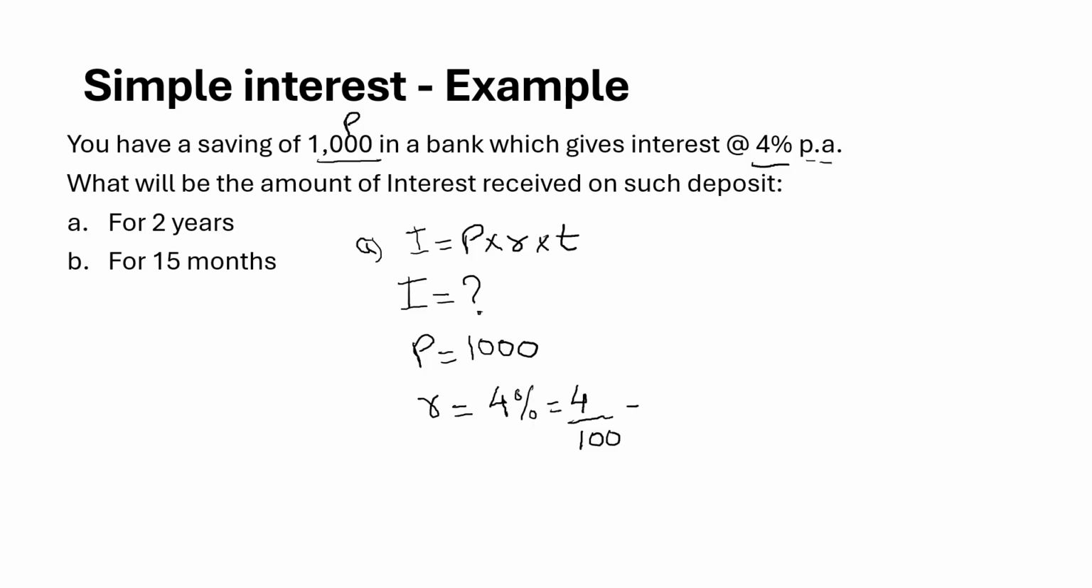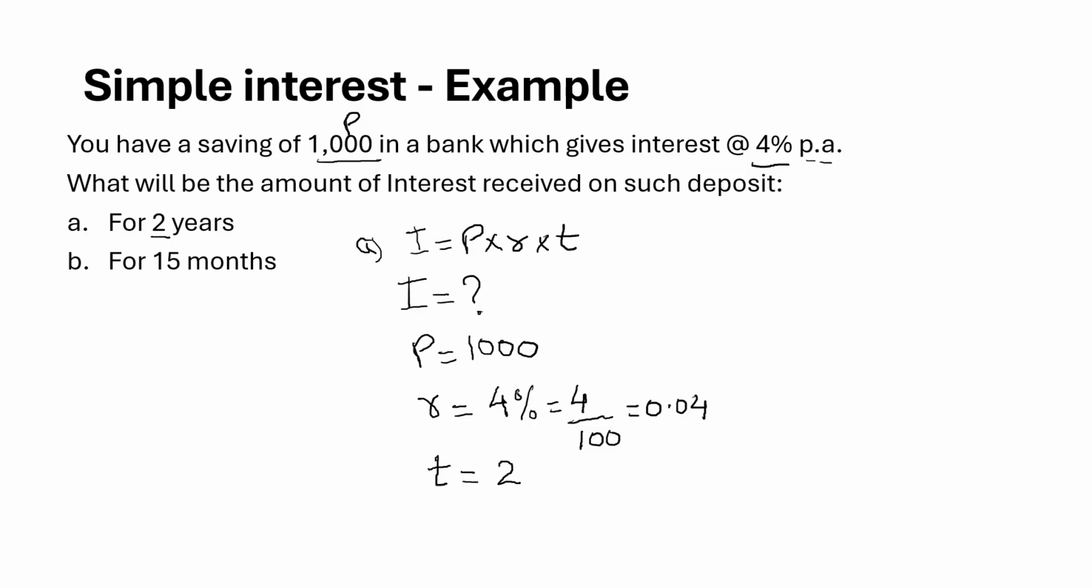And then further we simplify it. 4 divided by 100 is nothing but 0.04. Then we will see what is there in the formula. We have to find out I. P is 1000, R is 4%, and T is the time period, for how much time we are depositing money. So it is for 2 years. So here we will write 2 years.